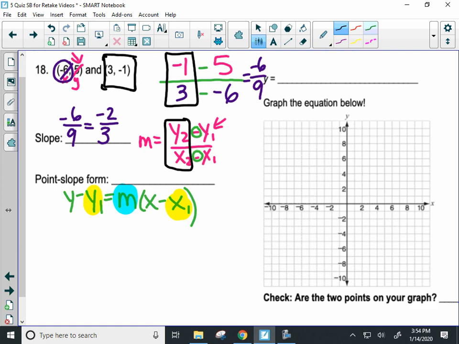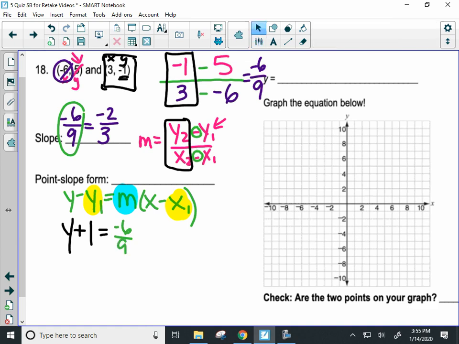All right, so my point slope form, I'm going to write the letter y. Then the minus y1 is the opposite of the y value from my ordered pair. Remember, this is an x and a y. So I have a +1. Equals the slope I just calculated. I'm going to use this because most people did not simplify this on their quiz, which is fine. So I'm going to put -6/9 here. Then I'll put my parentheses x. I do the opposite of my x value here, which would be -3. That's point slope form. If you can get that far, you understand point slope form.